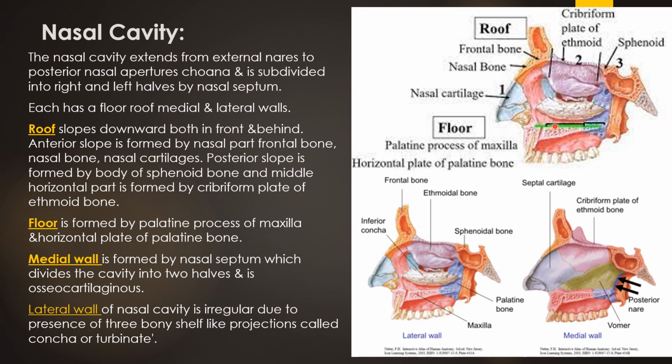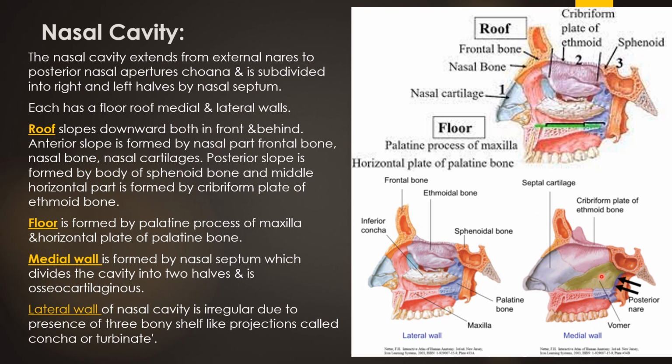Floor over here, you can see it is formed by the hard palate, and as we did earlier, the hard palate was formed by the palatine process of maxilla in the anterior two-thirds and the horizontal plate of palatine bone in the posterior one-third. So the floor is all formed by the hard palate. Then we have the medial wall.